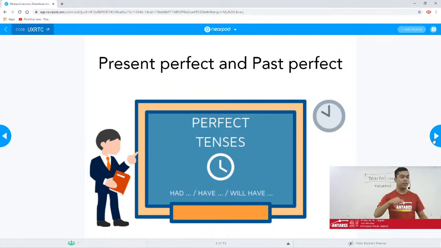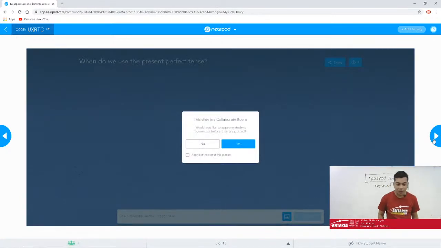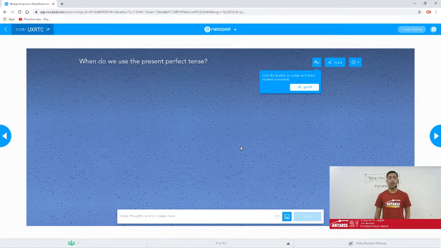Vamos lá, tia Cleisa. É só apertando no azulzinho. Ok, great. Para por aí. Guys, agora, would you like to approve a student? Yes, aperta no yes. Okay, great.